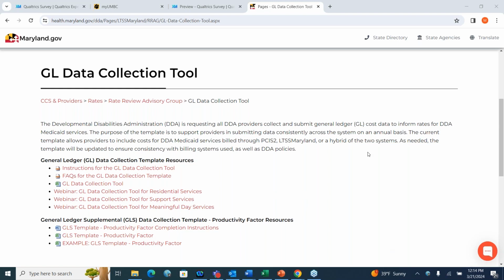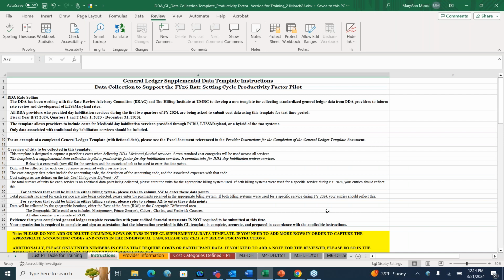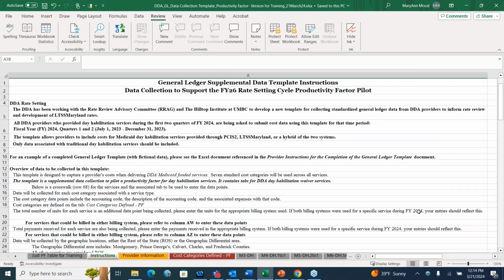Caleb, can you hear me? Perfect. So I'm going to pull up a series of documents right now. You should be seeing the general ledger supplemental template on the screen. I know it's a lot to try to show on the screen, so I will do my best to make sure you can see what I am specifically talking about at each point.